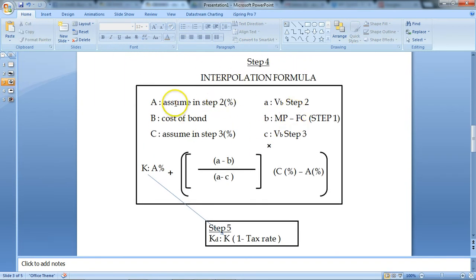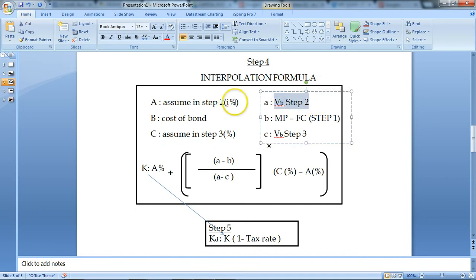This is step 4. Remember what you assumed for I in step 2? You must put it here. And what is the value of bond that you get when you use this I? Then the cost of bond is what you want to find, so let it be there. And your B is market price minus FC, which you can get from step 1.